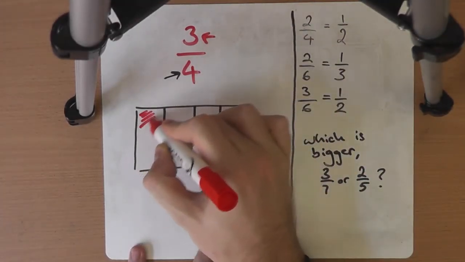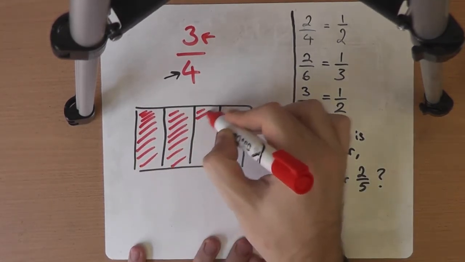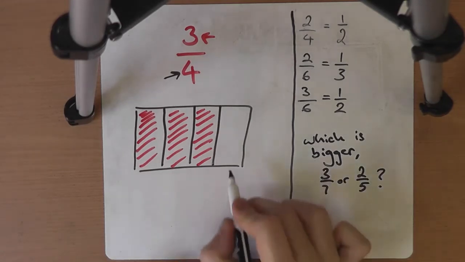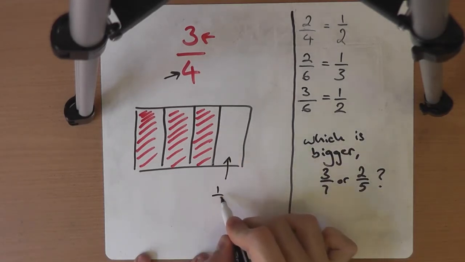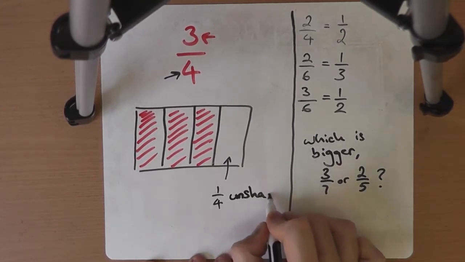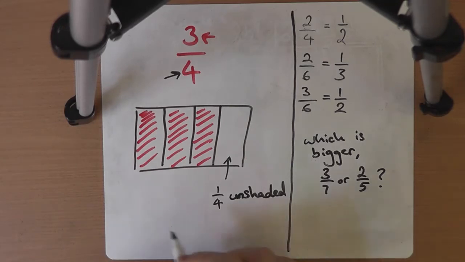So there's 1, 2, 3, and the 4th one unshaded because we're only interested in 3 of those quarters. Notice that there is 1 out of 4 left unshaded. What happens if we take the 3 out of 4 and the 1 out of 4 together? There are 4 quarters in total.